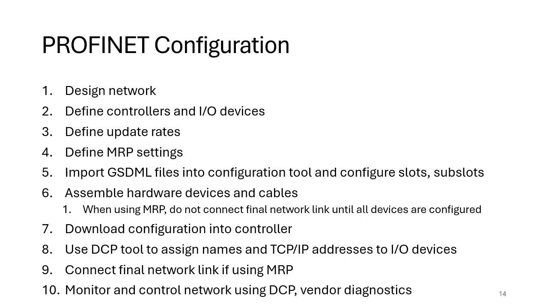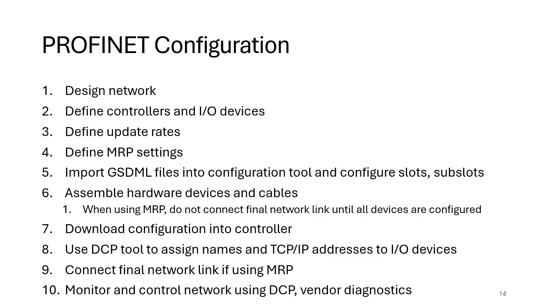One thing you need to be careful of is if you're using MRP. MRP isn't initially configured, so if you do connect a ring before you've downloaded, the network could possibly fail. So I would say, using MRP, do not connect the final network link until everything is configured. Once it's configured, then MRP will operate. But before then, you could accidentally create a ring that will stop communication and prevent you from being able to perform any configuration or diagnostics.